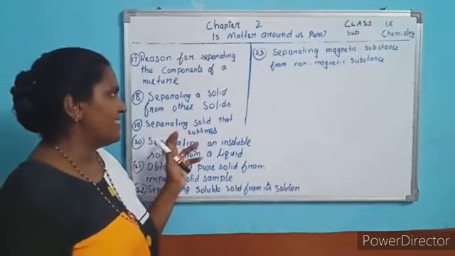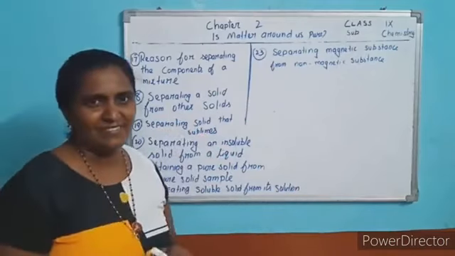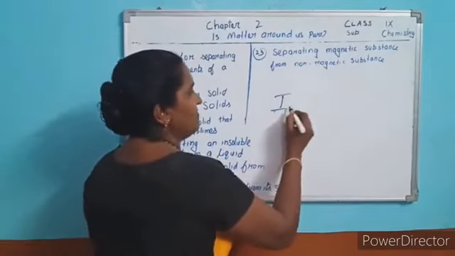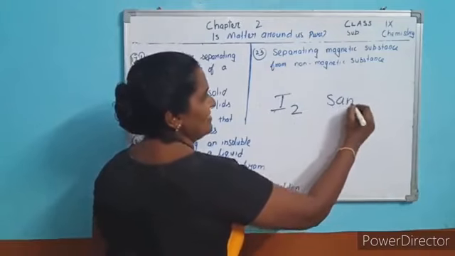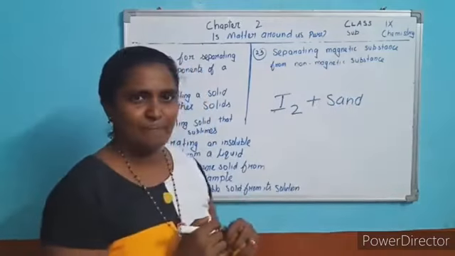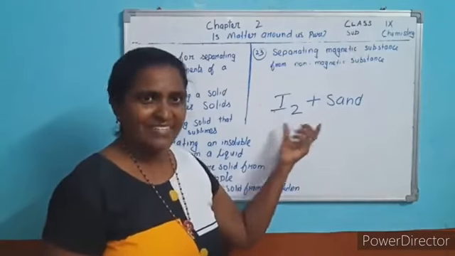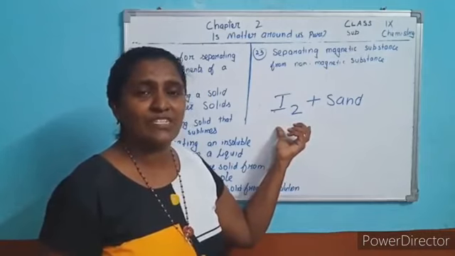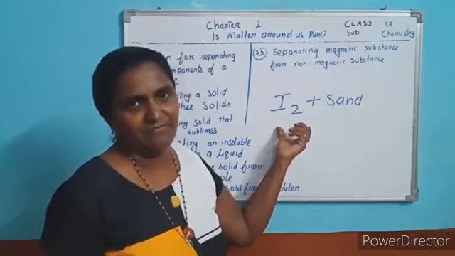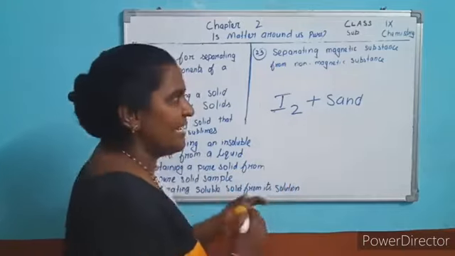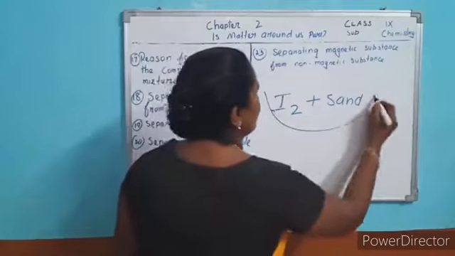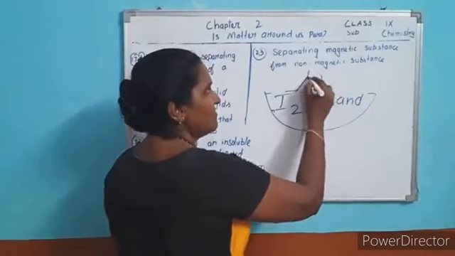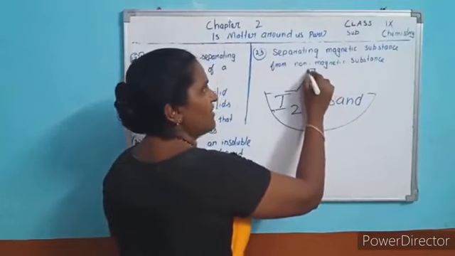how will you separate a solid from a sublimable substance? For this, I will take the example of iodine with sand. Iodine and sand. This is a solid, this is a sublimating compound. How will you separate? By the process of sublimation. You take the mixture in a china dish. Over this you keep a funnel. At the top of the funnel you cover with cotton.